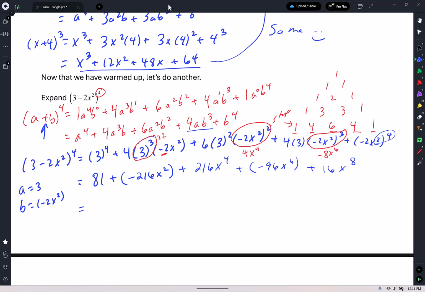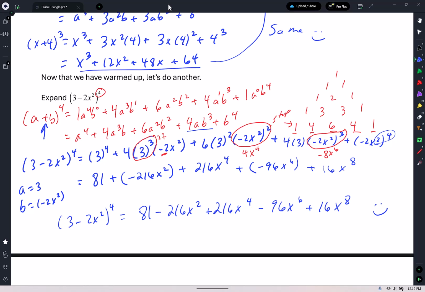So my final answer, so let me go ahead and write it right here. So my final answer, 3 minus 2x squared raised to the 4th equals 81 minus 216x squared plus 216x to the 4th minus 96x to the 6th plus 16x to the 8th. All right, I think we're good, guys. I think we got it. Let me make sure. Let's see, 16x to the 8th minus 96x to the 6th plus 216x to the 4th minus 216x squared plus 81. Yep, we're good. Yay, we did it. All right, let's continue.